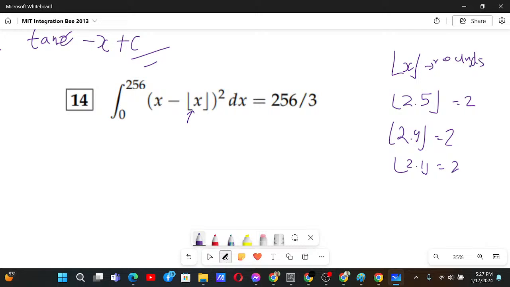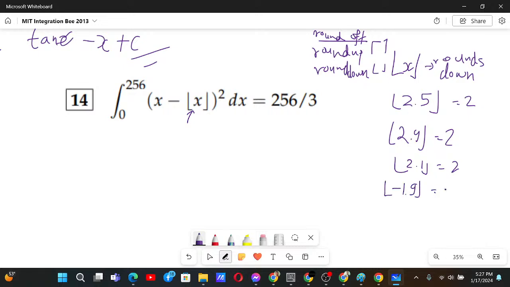There are 3 things: rounds down, round up, and round off. So round off we have all been taught. Now there are round up, which is known as ceiling function, and round down, this is known as floor function. Now if it's minus 1.9, this will be minus 2, because less than minus 1.9, that's minus 2. Minus 1 is actually greater than this. Yeah. So we have minus 2. Yeah. Now this is clear.